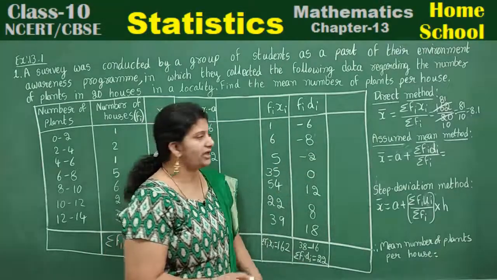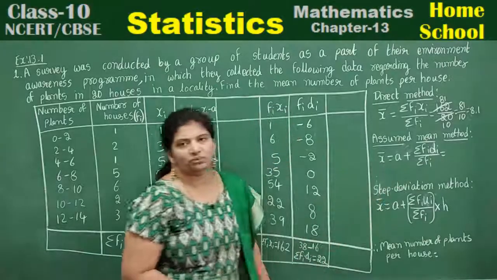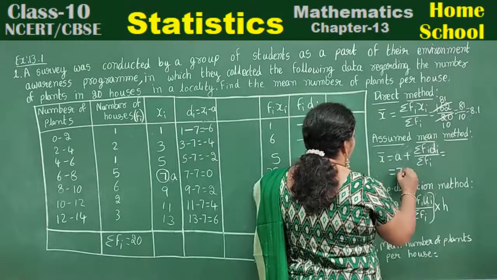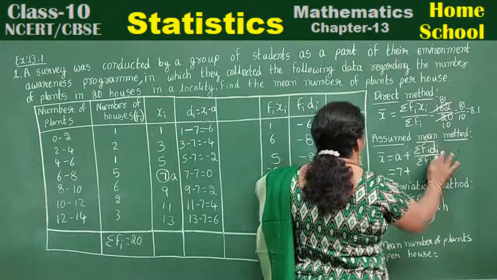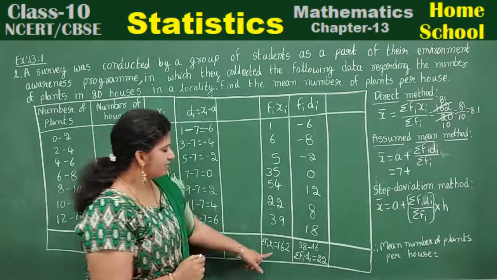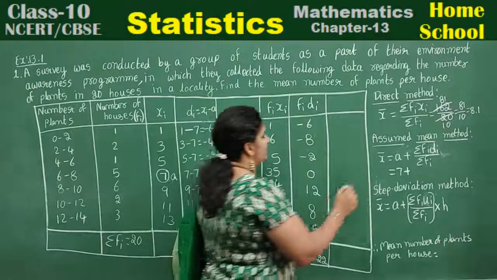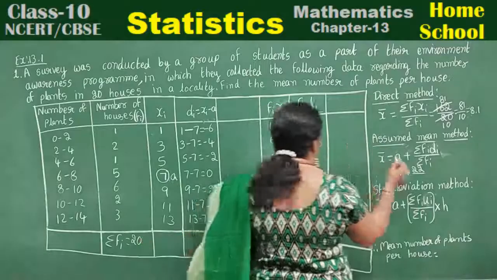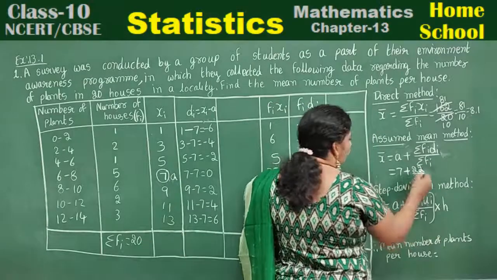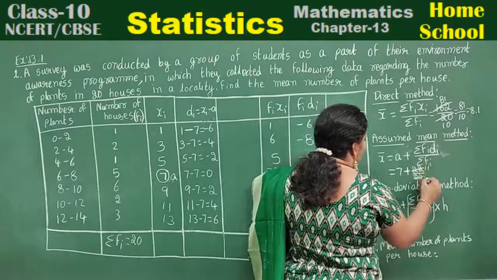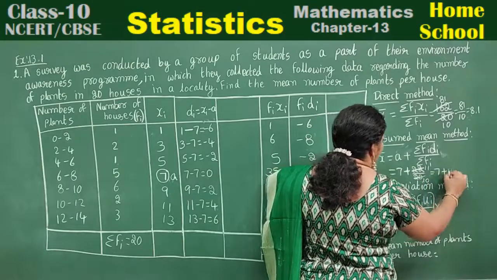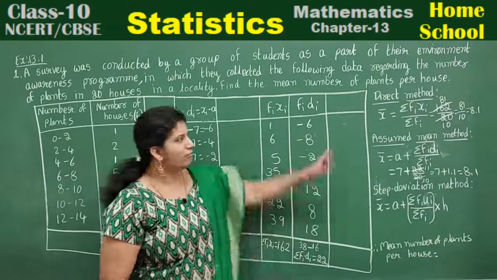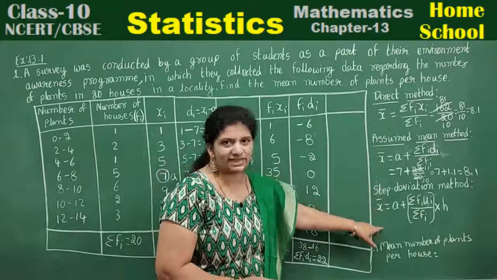Now go to the formula there. x bar is equal to A. What is your A assumed value? 7. 7 plus summation fi di. Summation fi di is how much? 22. By summation fi already there. 20. If you want, you can cancel 2 11s, 2 10s. And this will be 7 plus 1.1. That will be 8.1 is your answer. Both the answers are same. This also will be same.